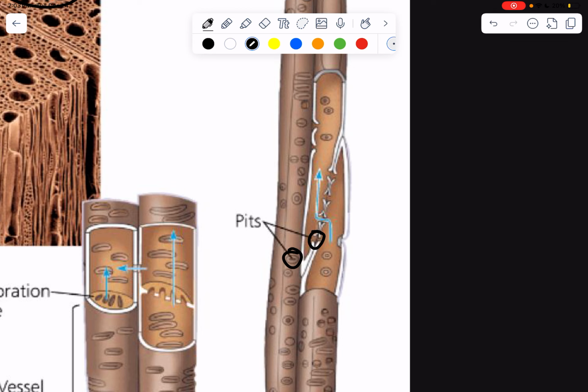And they are aligned end to end, forming long pipes known as vessels, and in some cases are visible to the naked eye. The end walls of vessel elements have perforation plates that enable water to flow freely. And the secondary walls are hardened with lignin. Remember when we said the sclerenchyma and lignin? This hardening provides support and prevents collapse.